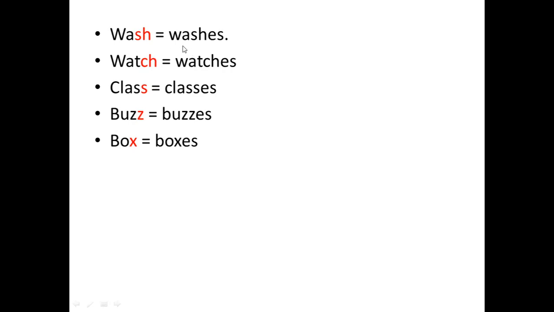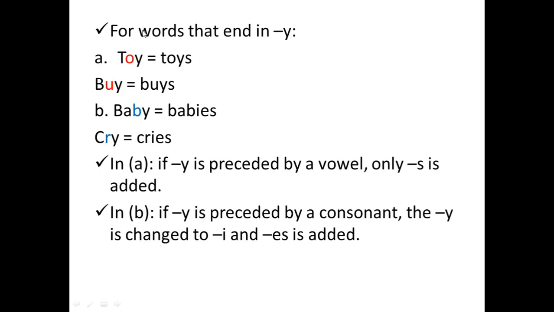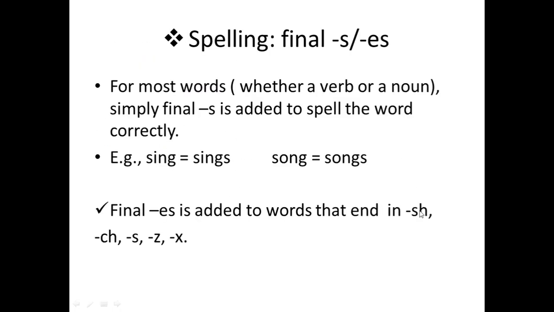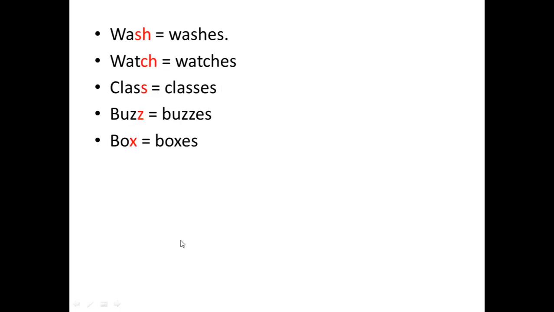Wash becomes washes. Watch becomes watches, because we have SH or CH at the end of the word, right? As we said here, if we have a word that ends with SH, CH, S, Z, X, no difference. Wash, which ends in SH, is going to be washes using ES. The same for this. CH, ES added. Class ends with an S. Classes, we use ES with it, okay?